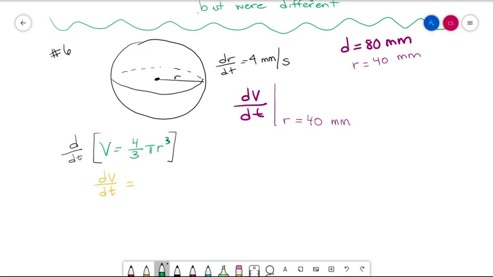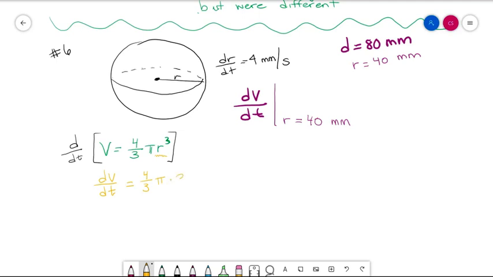And so going back to our problem, the 4/3 and the pi, we can worry about it at the end because they're constants. So we just have to take the derivative with respect to t of r cubed. Okay, and it has to be the chain rule. We have to use the chain rule because r is a function of time. As time increases, r increases. So we have to use the chain rule.